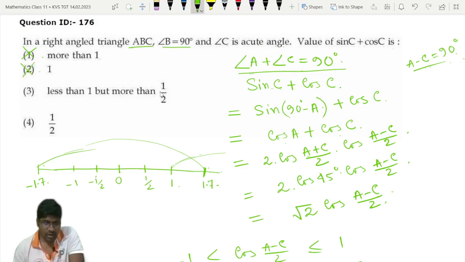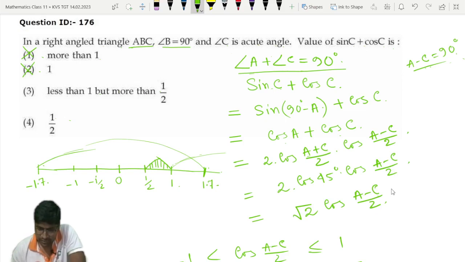Less than 1 but more than half. There is a possibility. This is lying inside our region. And only half, when will it be half? Half is also not possible. One value will not be possible.